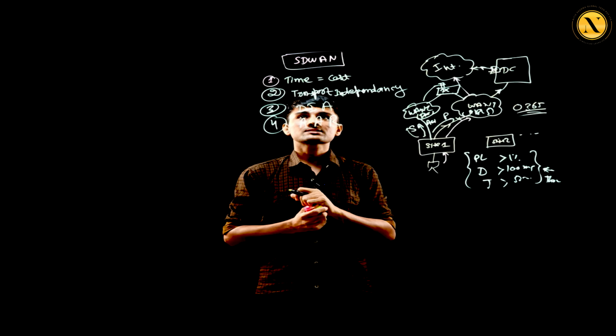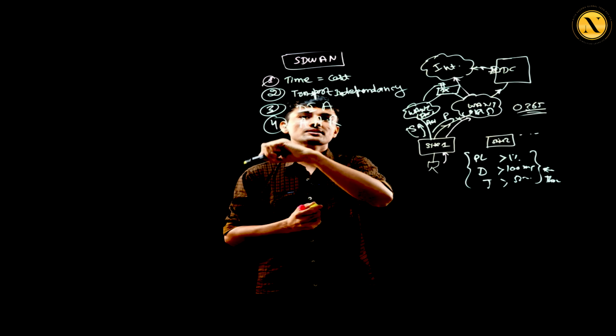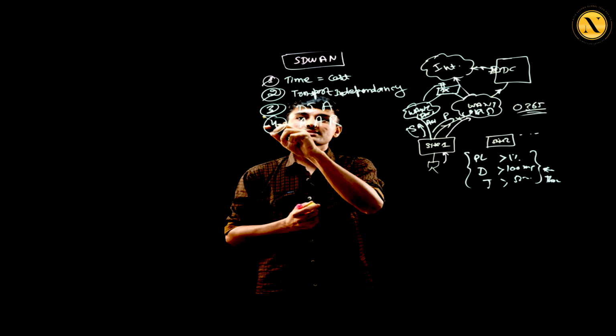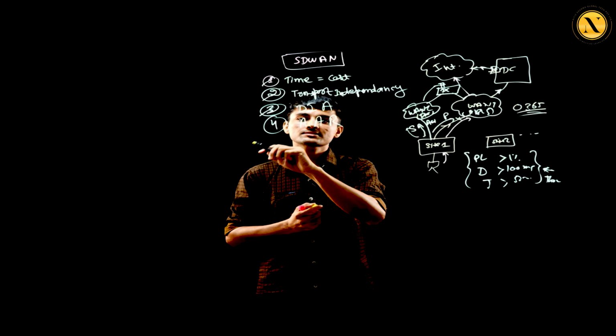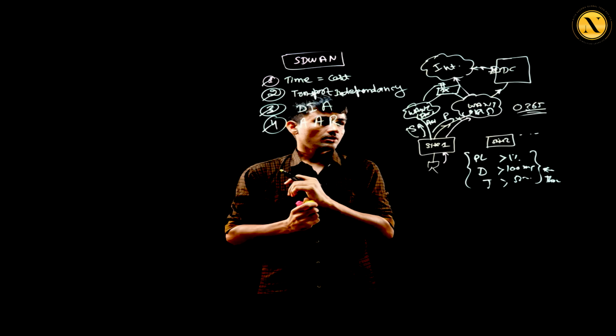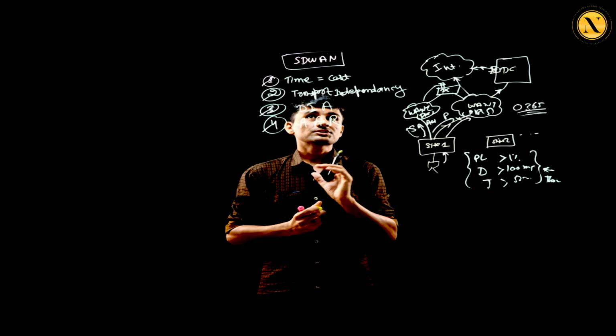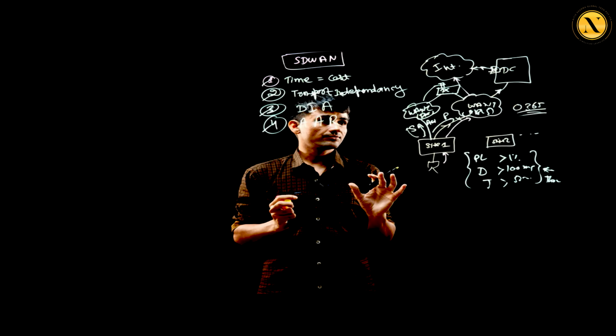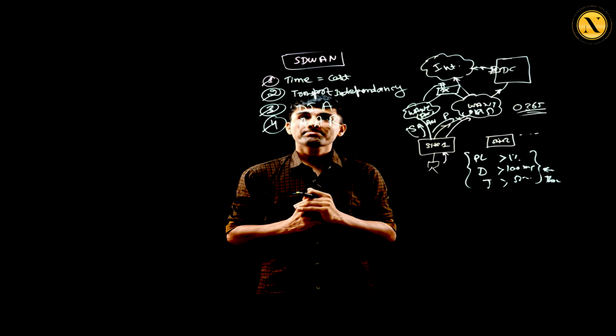All right, what else can I say? The time factor is there, transport independence is there, direct internet access is there, application aware routing. All right, what else can I talk about? So this is only SD-WAN I'm restricting myself to, and cost obviously.